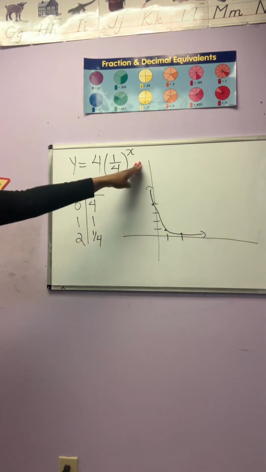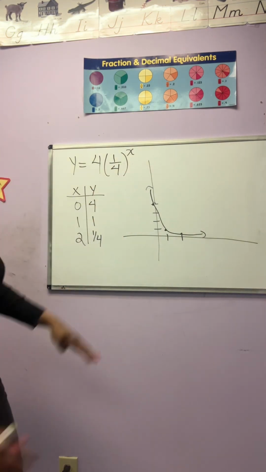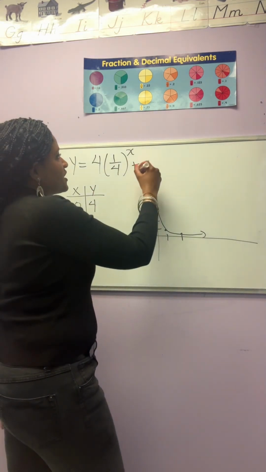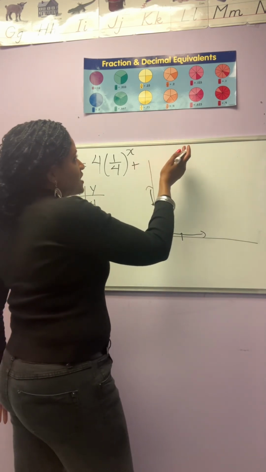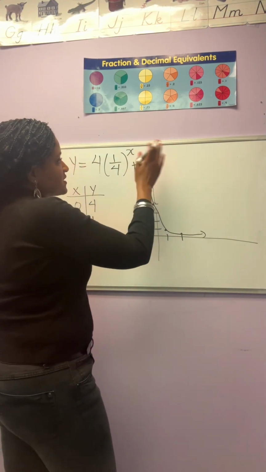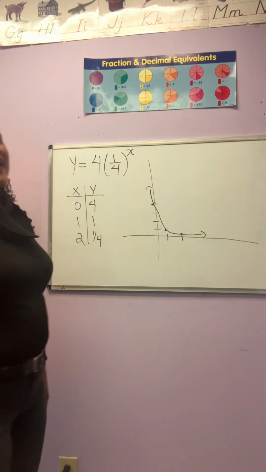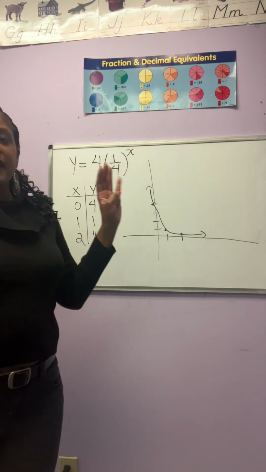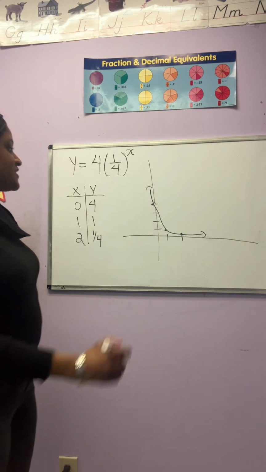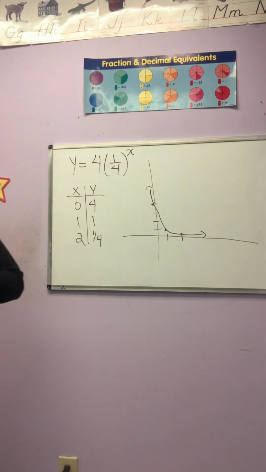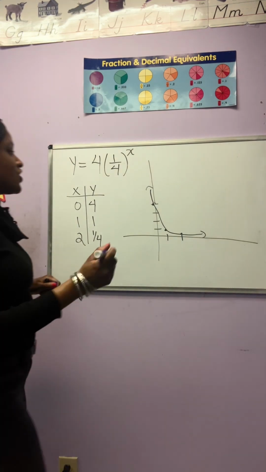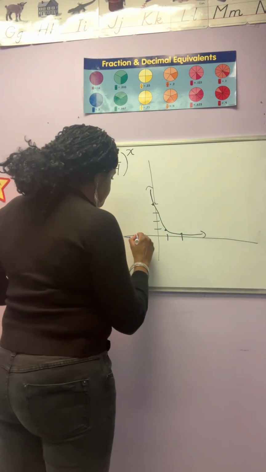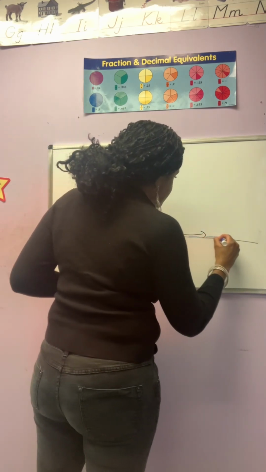First of all, I don't see a number right here. There is commonly a number like plus something or minus something, and I don't see anything here. So I know that the asymptote for my exponential function is at 0. Let me draw this so that I know my line is not going to go past 0. My asymptote is at 0.